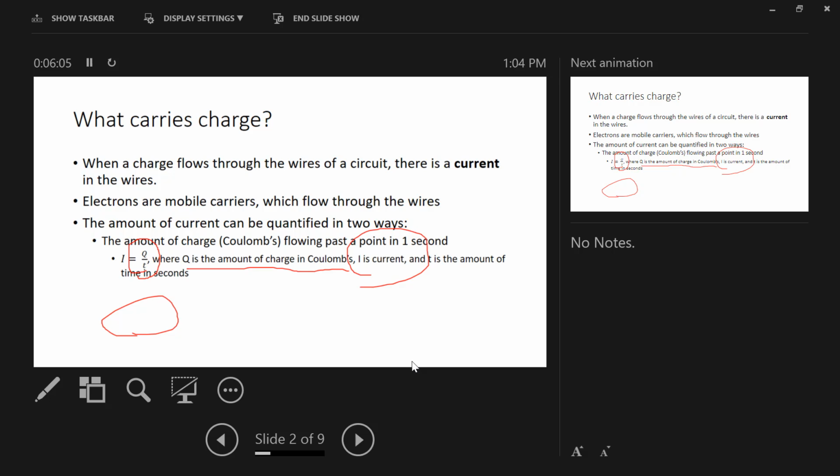Here's what this looks like. So here's our formula. This is the first tool we're going to use today. It's I, which is current, is equal to Q, which is the amount of charge in coulombs, divided by T.